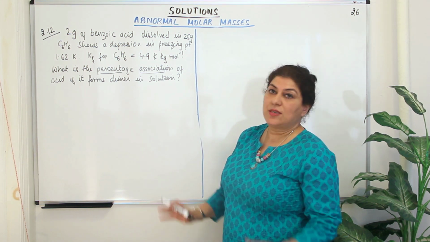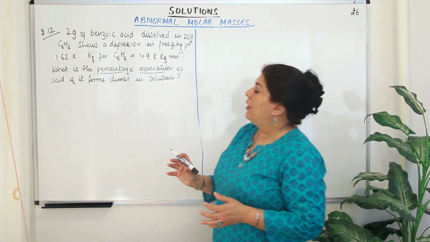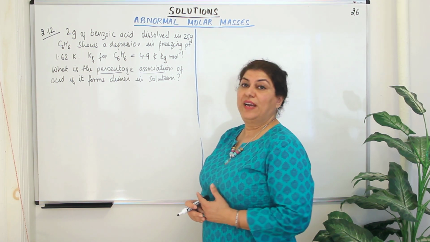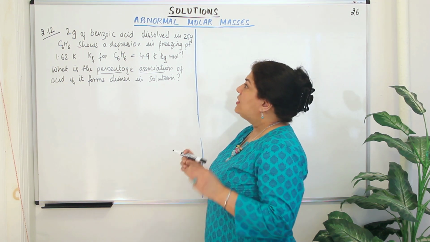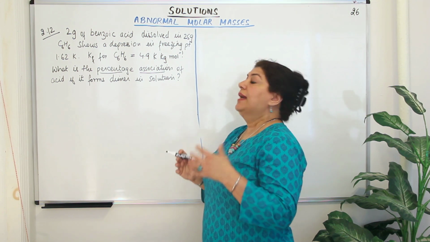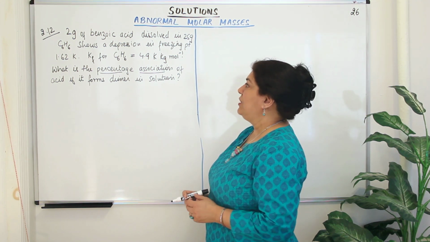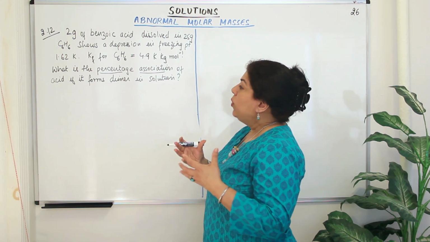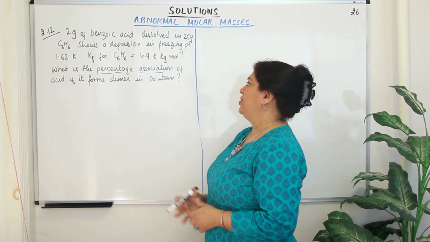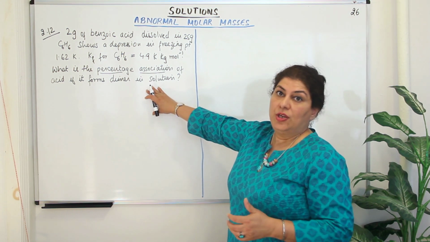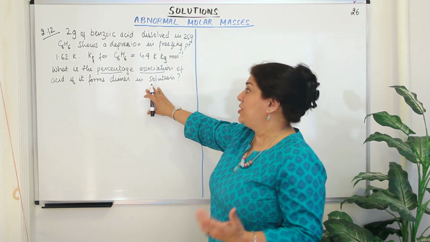The question, this is question 2.12, reads: 2 grams of benzoic acid dissolved in 25 grams of benzene shows a depression in freezing point of 1.62 Kelvin. Kf for benzene is given, which is equal to 4.9 Kelvin kg per mole. What is the percentage association of acid if it forms a dimer in solution? You're supposed to find out the percentage association.